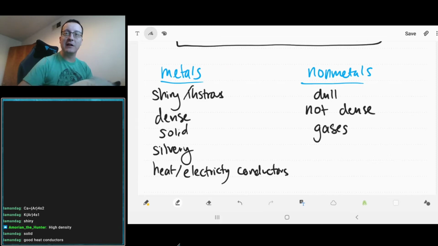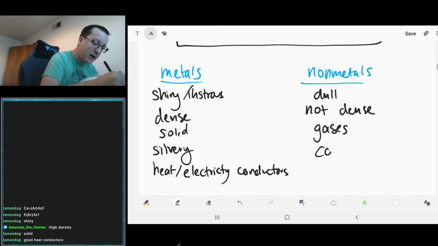I'm not going to necessarily put those on this list, just because we're kind of doing most of these things. So most non-metals are gases. However, bromine is a liquid, iodine is a solid, phosphorus is a solid as well, but most of your non-metals will be gases. These are often colorful or colorless.